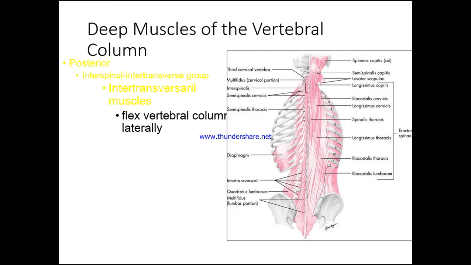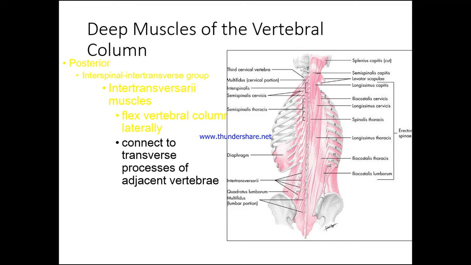the intertransversarii muscles, which flex the vertebral column laterally and connect the transverse processes of adjacent vertebrae, and we can just see alongside we've got the intertransversarii, the splenius muscle, spinalis, longissimus, iliocostalis, quadratus lumborum. We have multifidus, the lumbar portion. As we go up further, we can see on the more superficial splenius capitis, which we discussed briefly earlier, the semispinalis, the levator scapulae muscle, which is cut away, which of course is going to communicate with the scapula and can then connect on to the rest of the shoulder joint.